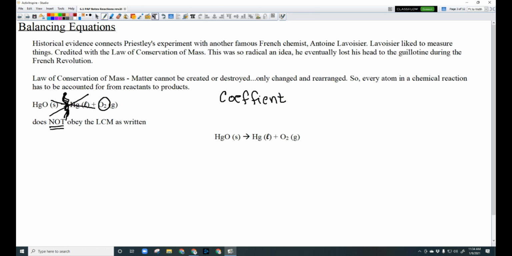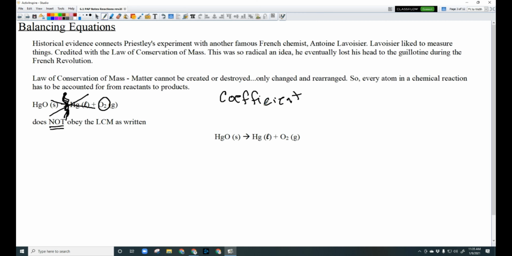Oh my gosh, I misspelled that terribly because I'm trying to talk at the same time. Is that spelled right? Coefficient.